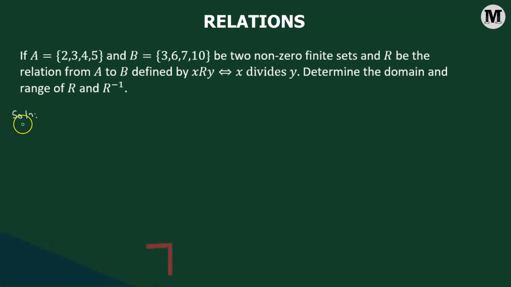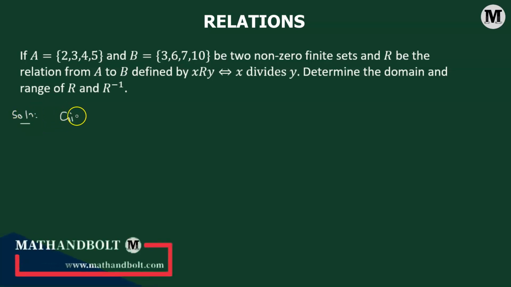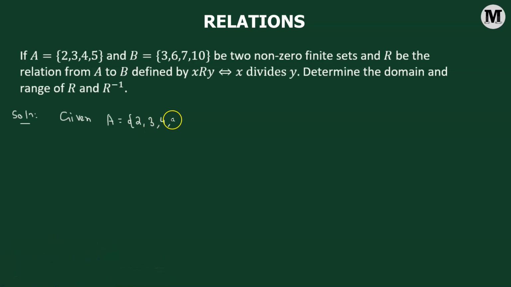So first we note down the two given sets. Here we have the set A, which is given by the elements 2, 3, 4, and 5. Next, we have the set B. Set B contains 4 elements. So here we have 3, 6, 7, and 10.